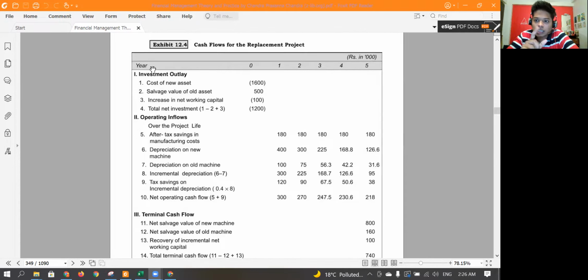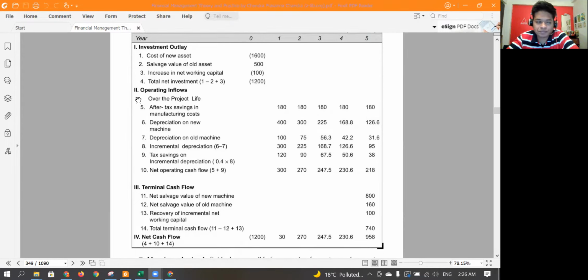What Sir does is he does this in a separate sheet, but you can also do it in the same sheet. I generally prefer to do it in the same sheet because it's easier to calculate everything, and you might forget later to add that back. So firstly there's the investment outlay, then the operating inflows, basically the operating cash flows from the operation of that project. This generally starts from year 1 to year 5, year 10, whatever it is.